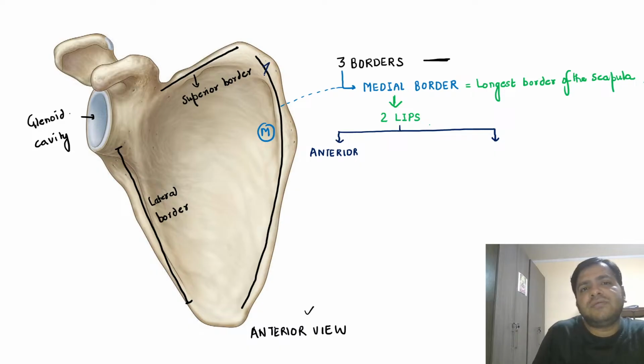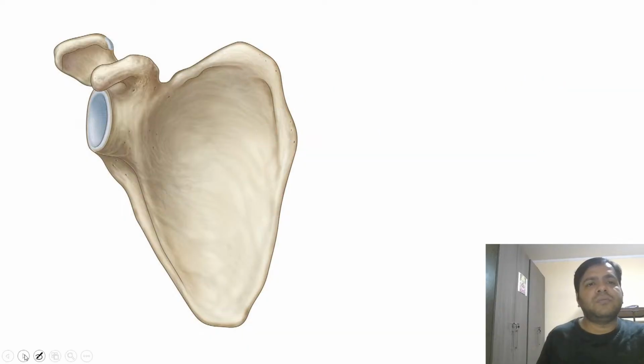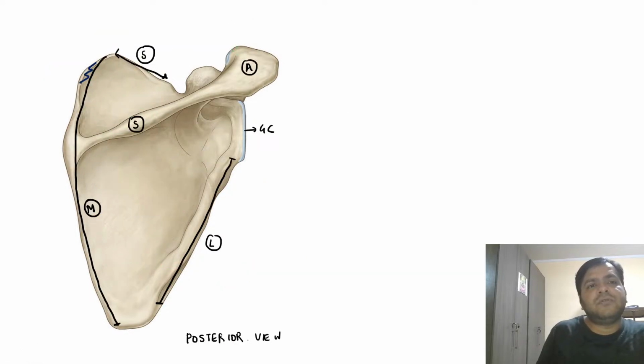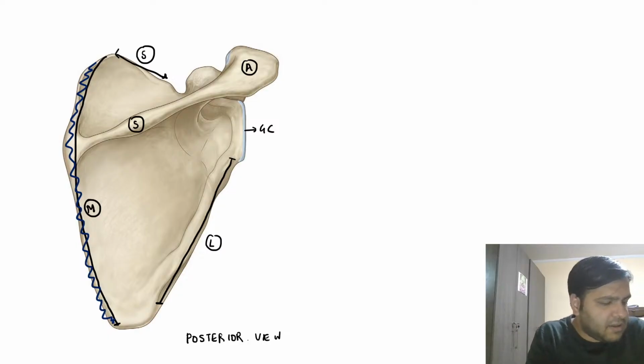This is the anterior lip of the medial border. In the anterior view, you can see the anterior lip. And we have the posterior lip of the medial border. So this is the posterior lip, right? This is the posterior lip of the medial border.